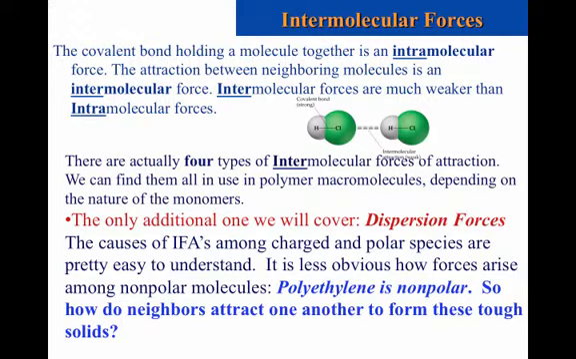There are four of these types, and we have looked at hydrogen bonding. Let's look at one called dispersion forces. You'll also see this as London dispersion force. If I abbreviate it as IFAs, these are between the neighbors, and we can kind of understand those. But polyethylene is nonpolar. It's all carbon and hydrogen atoms, and we said the individual bonds are so low in polarity that we consider hydrocarbons nonpolar. So how do we get them attracted to one another?